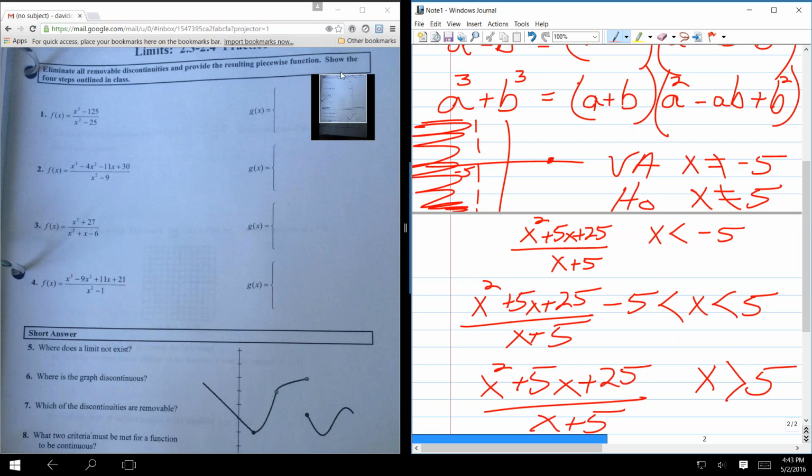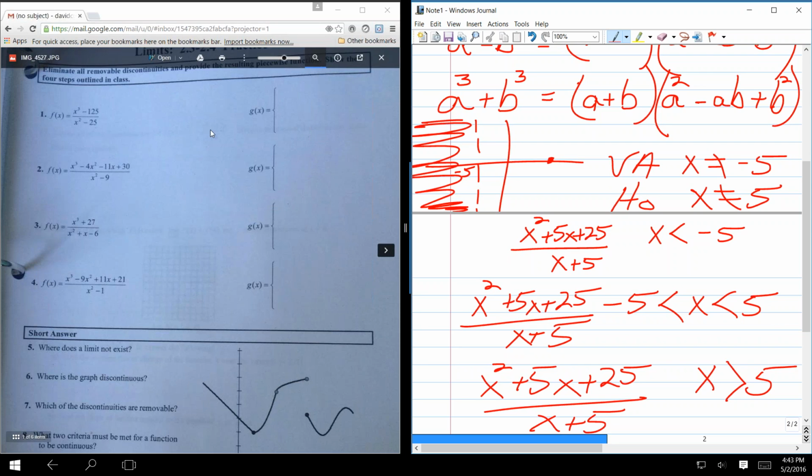She says show the 4 steps outlined in class. I can't imagine it's any different than the way I did it, but I can't count to 4 unless factoring the top is the first step, factoring the bottom is the second step, canceling the common factors is the third step, and finding your domain is the 4th step. I think that's it.